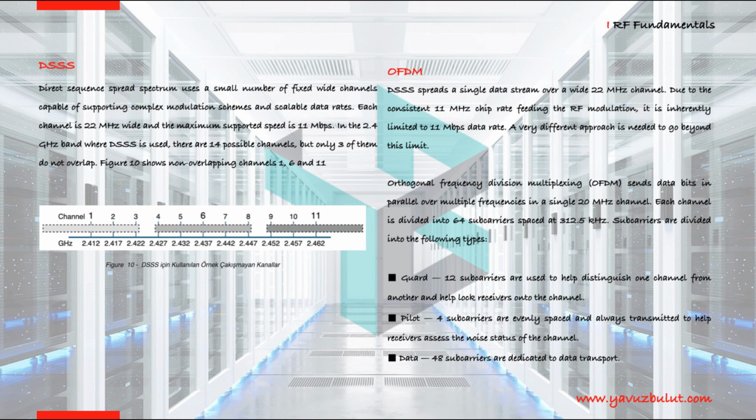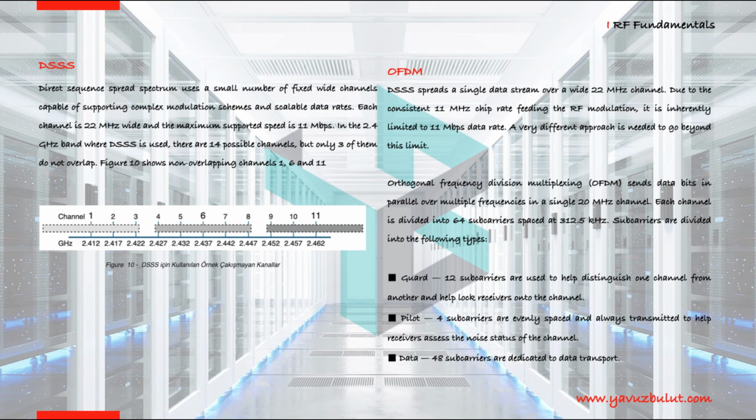Direct sequence spread spectrum uses a small number of wide channels that can support complex modulation schemes and scalable data rates. Each channel is 22 MHz wide and supports speeds of 11 megabits per second. In the 2.4 GHz band that it uses, there are 14 possible channels, but only 3 of them do not overlap. In this way, you can also see channels that do not overlap. Channels 1, 6, and 11 do not overlap. If we use other channels, there may be conflicts.